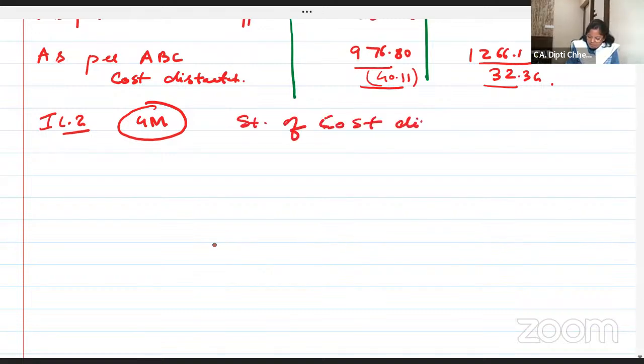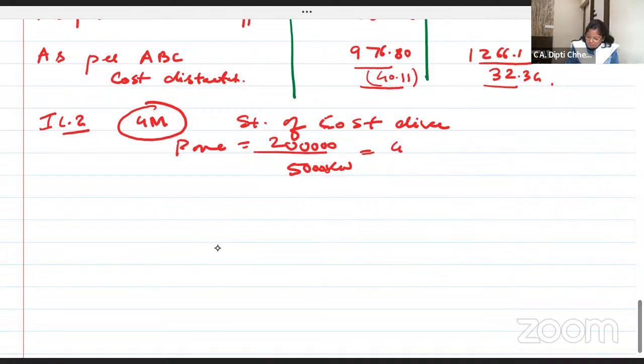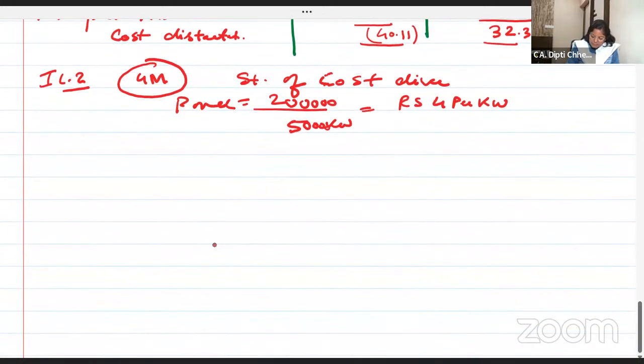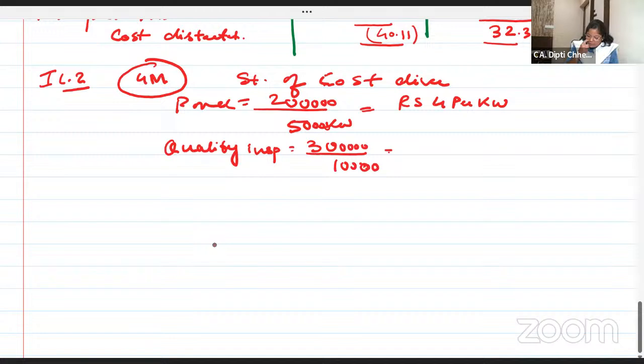Statement of cost drivers. So first is power. Power cost is 2 lakh and 50,000 kilowatts are there, so rupees 4 per kilowatt. Quality inspection, 3 lakh, 10,000, rupees 30 per inspection. It's very easy.